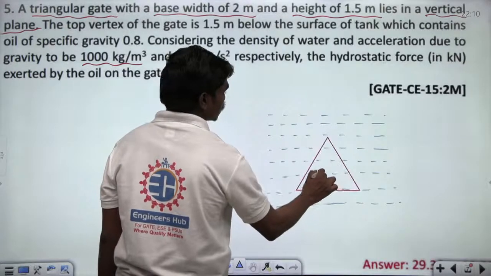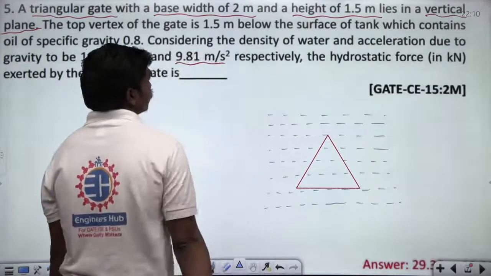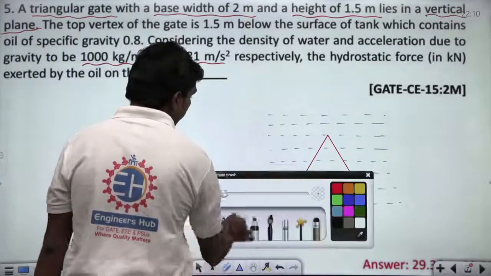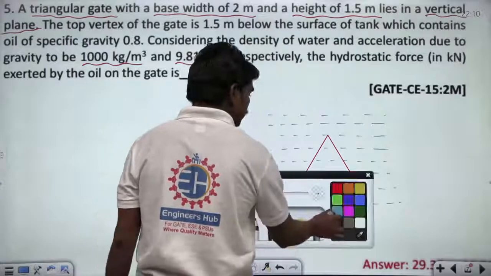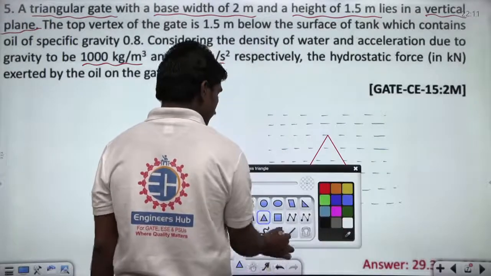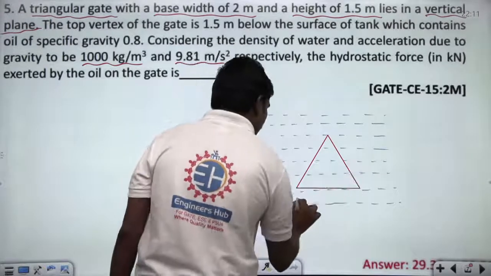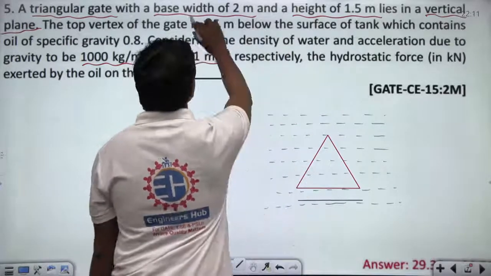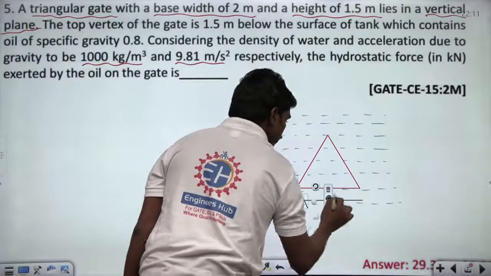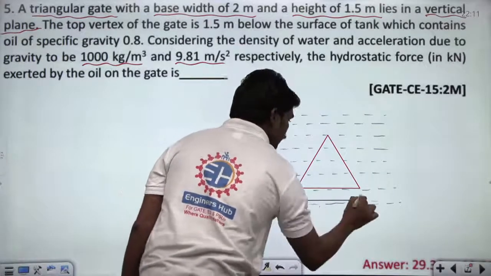Fine. Let us suppose this is your triangular plate. Now, see carefully what they are asking. This plane is vertically immersed in this fluid. Now, when this plate is vertically immersed in this fluid, he has given a few things. This base is how much? This is 2 meters, correct? It's given base width of 2 meters. So this base is 2 meters width in general.